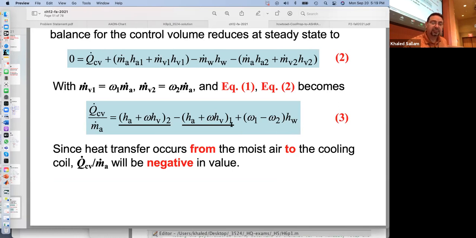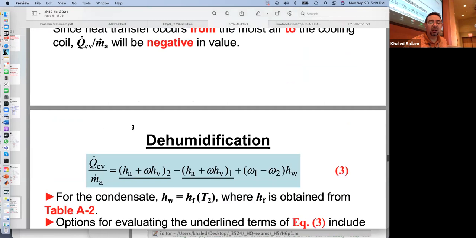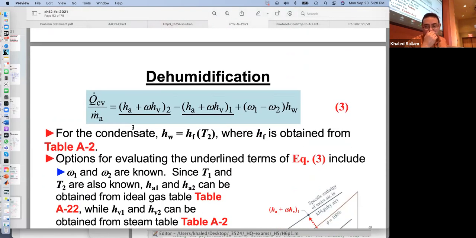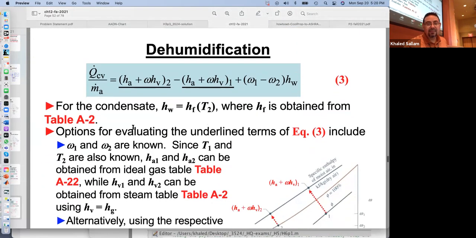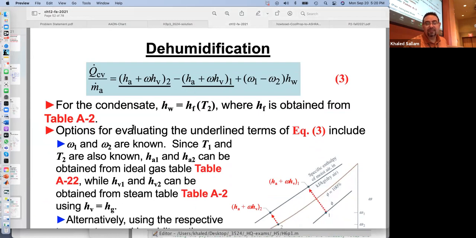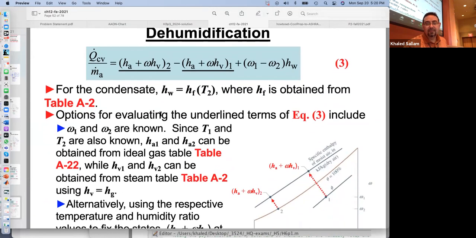Right? And those two H's, again, they're per unit dry air. So we can just read them from the chart directly. Make sense? Questions? Very good.